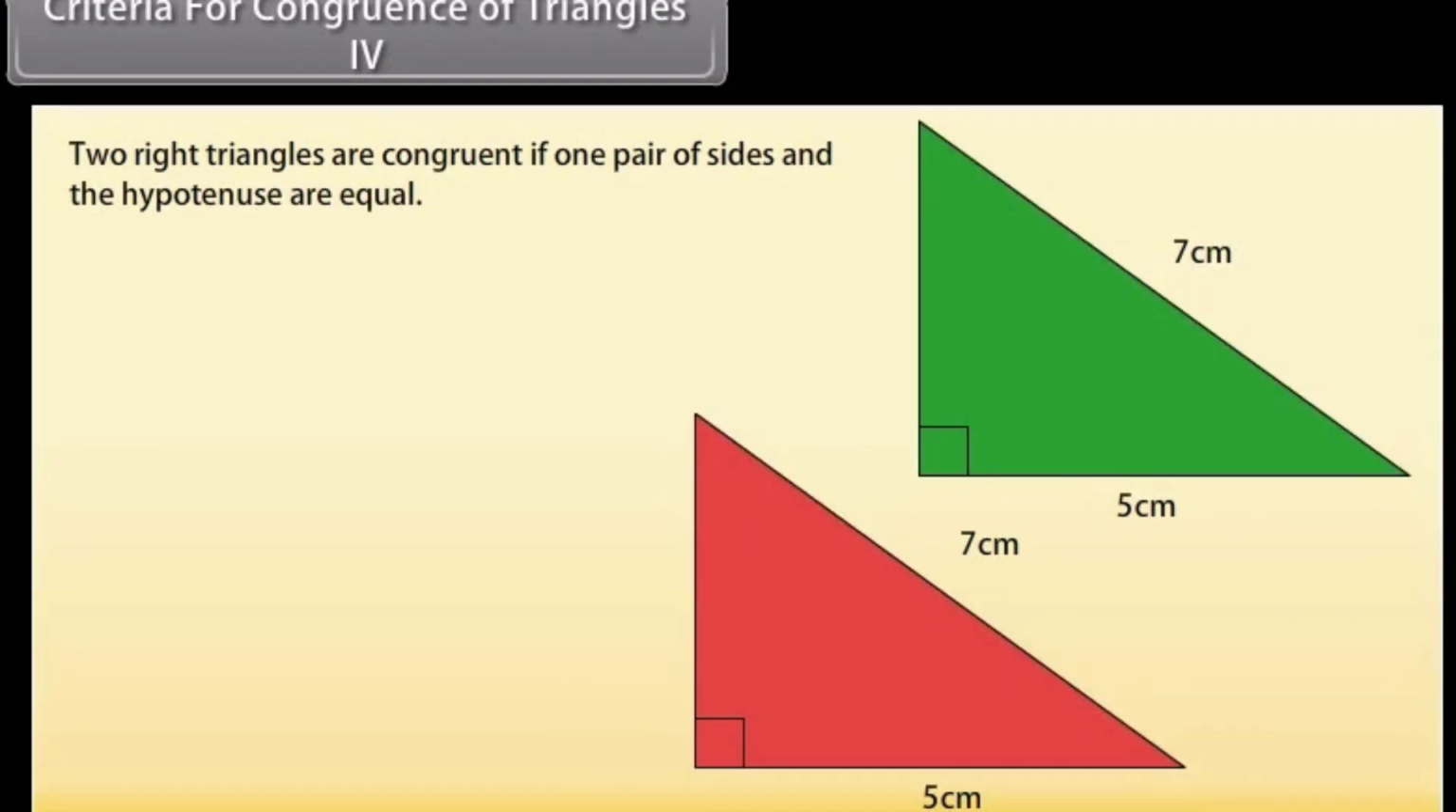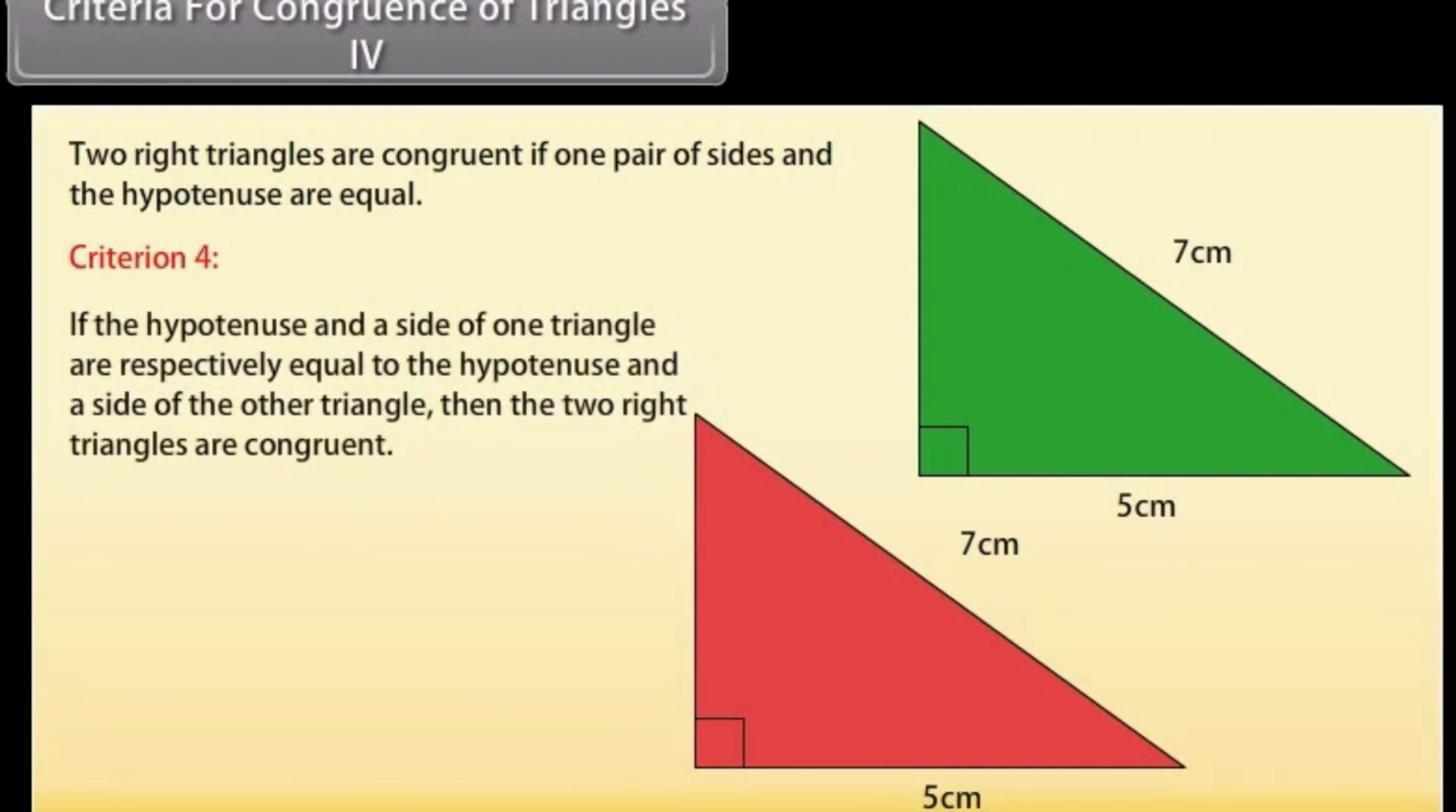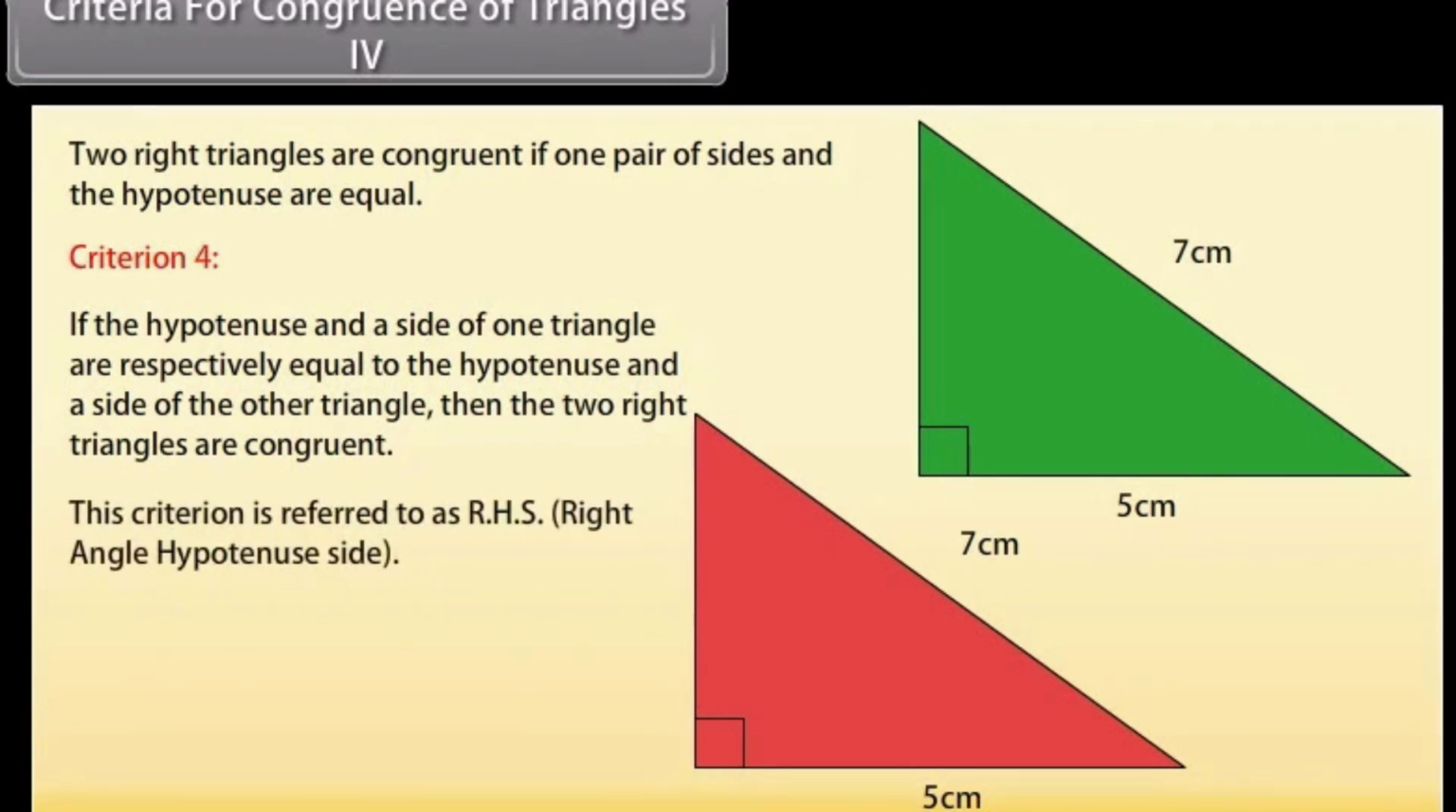Thus we have Criterion 4. If the hypotenuse and a side of one triangle are respectively equal to the hypotenuse and a side of the other triangle, then two right triangles are congruent. This criterion is referred to as RHS, right angle hypotenuse side.